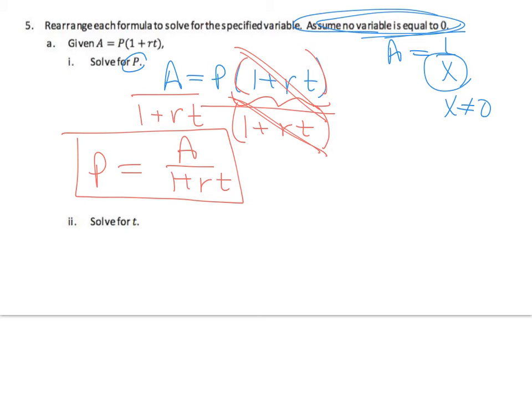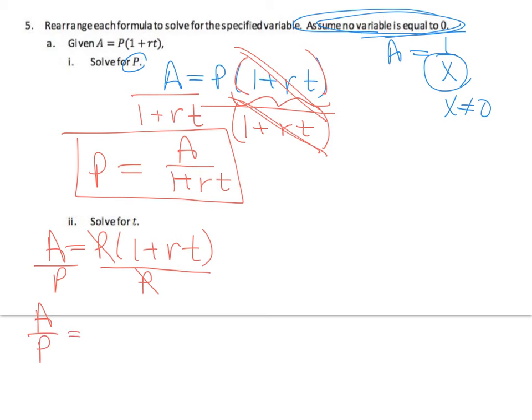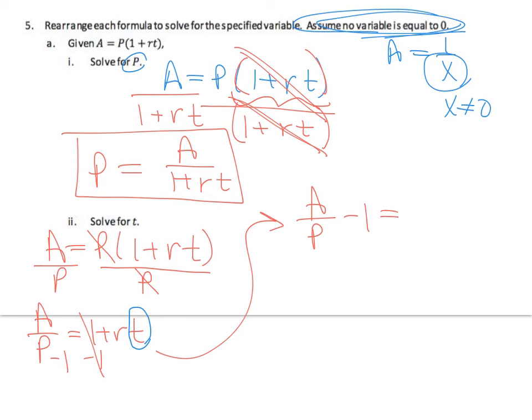Let's do the same thing but solve for T. I have A equals P(1 plus RT). I actually want to move that P out of the way this time because it's in my way. I'm trying to get R by itself. So that gives me A over P equals 1 plus RT. I'm trying to solve for t. So let's move this 1. I have A over P minus 1 equals RT.